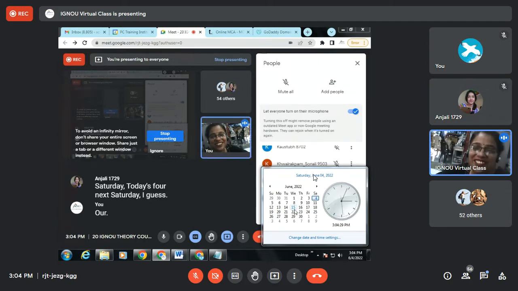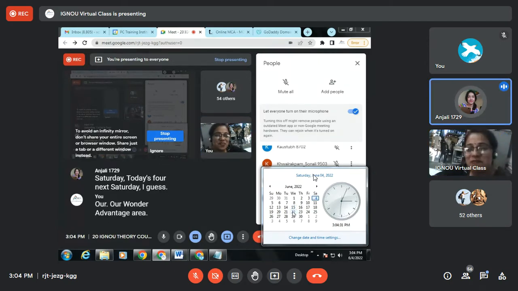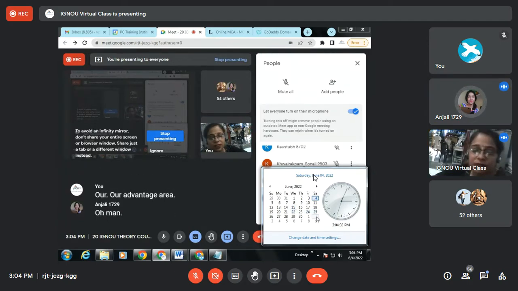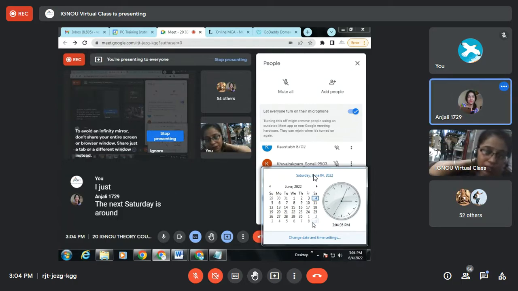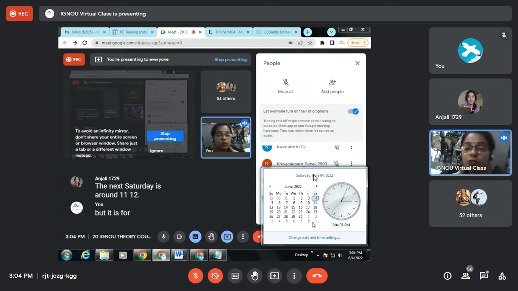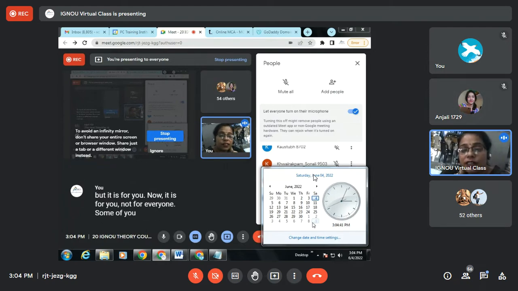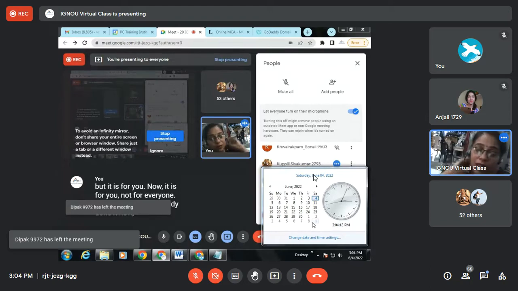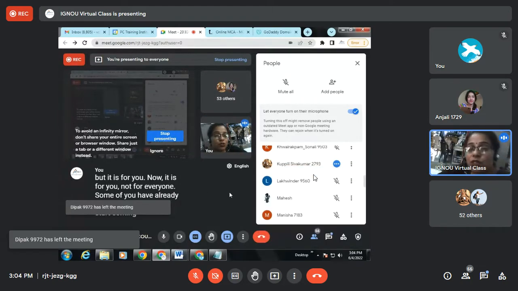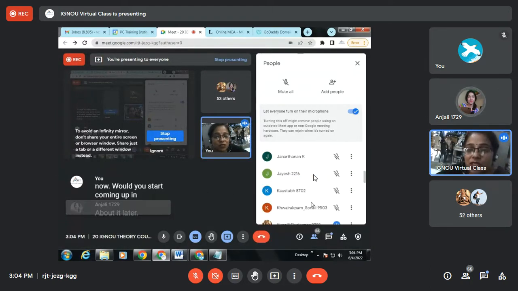अब आप undue advantage ले रहे हो. No, ma'am. अच्छा चलो ठीक है. Ma'am, next Saturday is around 11, 12. But it is for you, na? It is for you, not for everyone. Some of you have already done it, na? आप मुझे बताओ कब स्टार्ट करूं मैं. एवरी टाइम उसको डिस्कस करना फिर रुक जाना वो नहीं होना चाहिए.